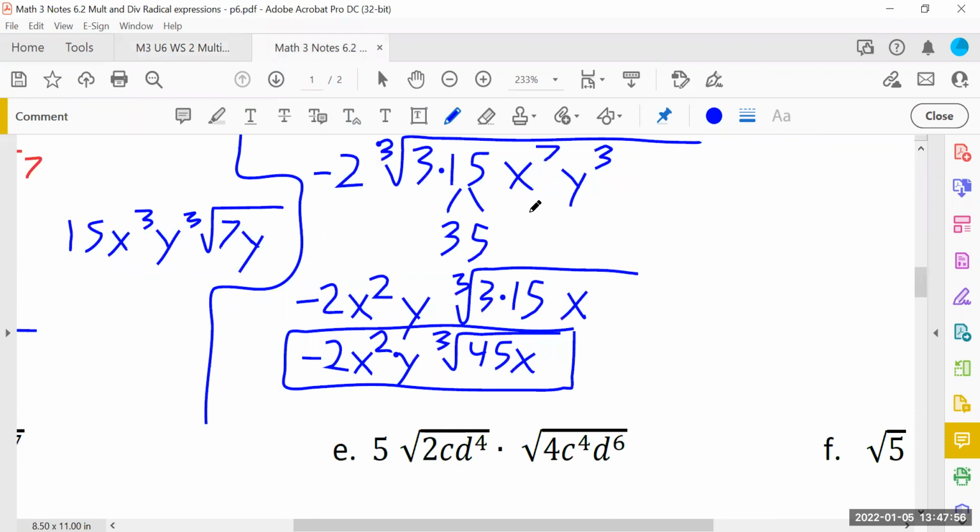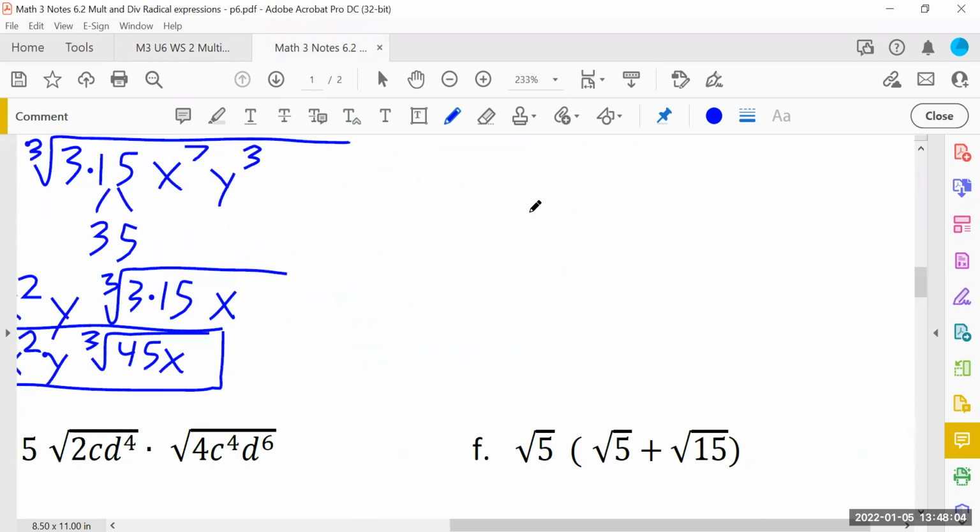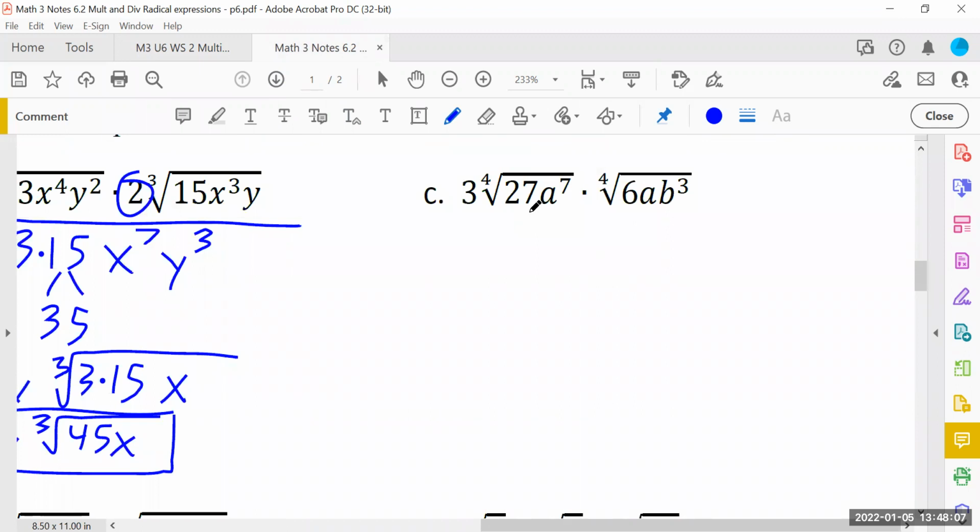So back to the notes, everybody. Let's go ahead and do letter C real fast. Let's do C and E as a couple more examples. So letter C, 3 times the 4th root of 27a to the 7th times 4th root of 6ab to the 3rd. They're both 4th roots. We can do this. The 3 stays outside. 4th root, 27 times 6. A to the 7th and another a gets me a to the 8th, b to the 3rd.